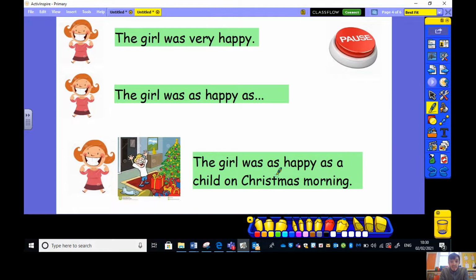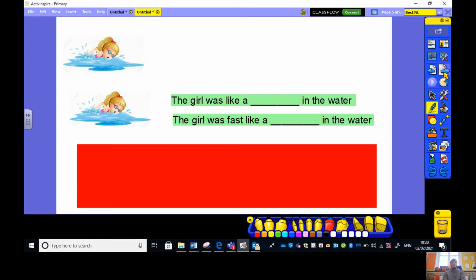Okay, I've used "as" to compare the happiness to the happiness of a child on Christmas morning. Let's do one more. So obviously here I've got a girl swimming. Rather than saying, the girl swam quickly, how else could I say it using a simile? Here's two ways. The girl was like a something in the water. The girl was fast like a something in the water.